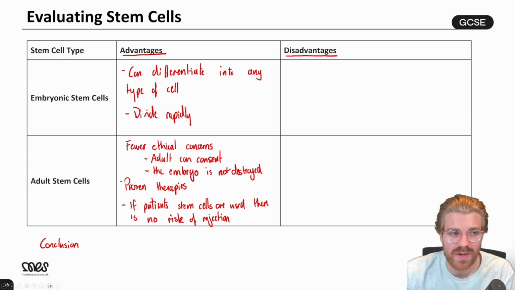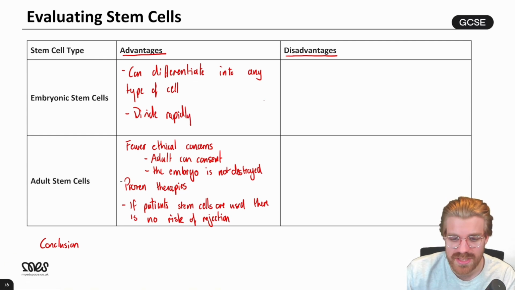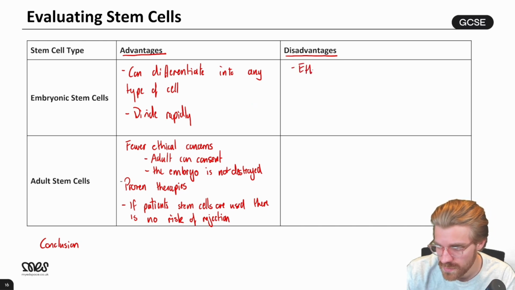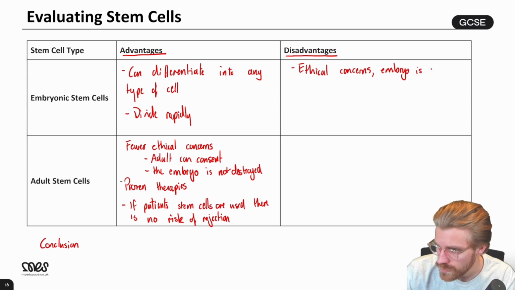Let's think about the disadvantages for each of those then. Well, the disadvantages of the embryonic stem cells are that there are ethical concerns. The embryo is destroyed. And the embryo cannot consent.